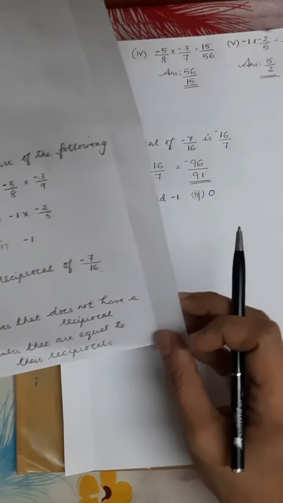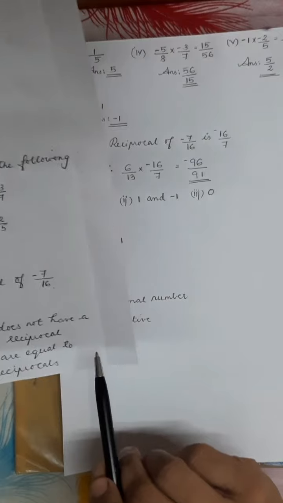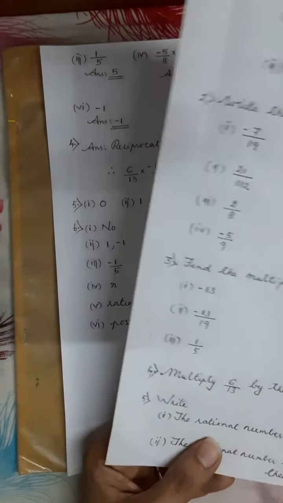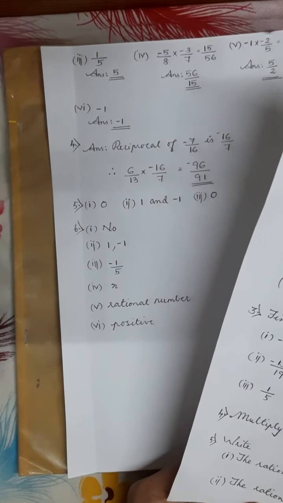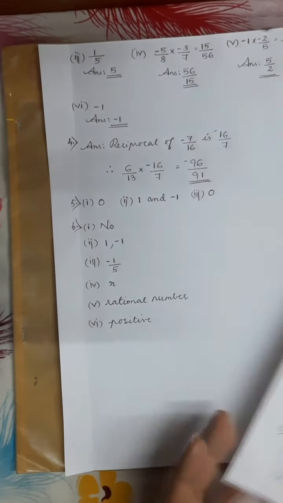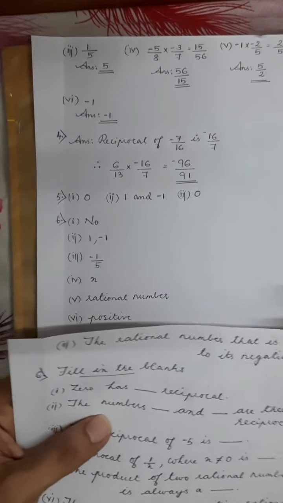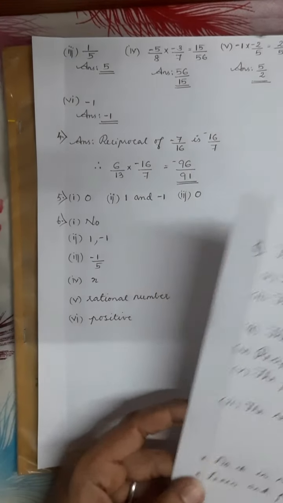Now next one, fill in the blanks, right? The next 3 questions are there. The rational number that does not have a reciprocal. Which number does not have a reciprocal? As we know, that is 0. The next question is the rational numbers that are equal to their reciprocals. Which ones? 1 and minus 1. The rational number that is equal to its negative is 0.